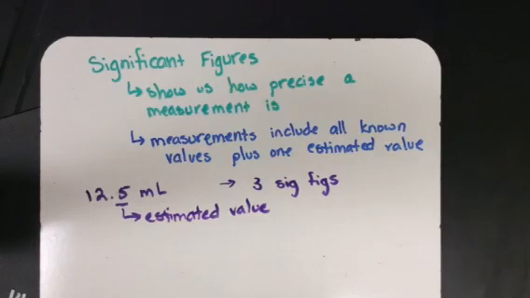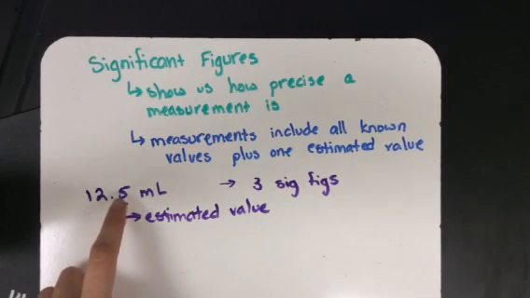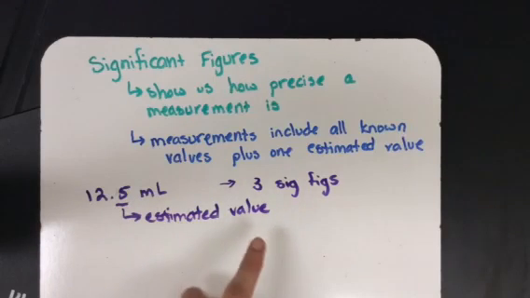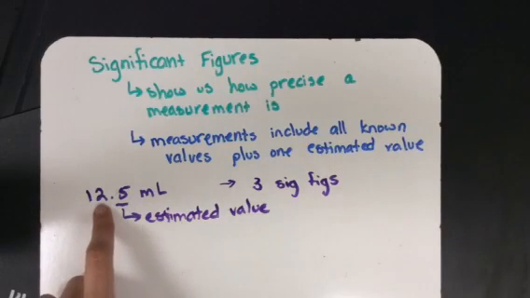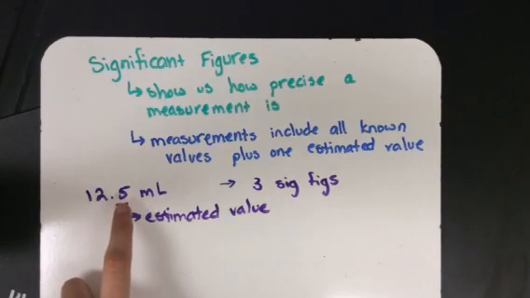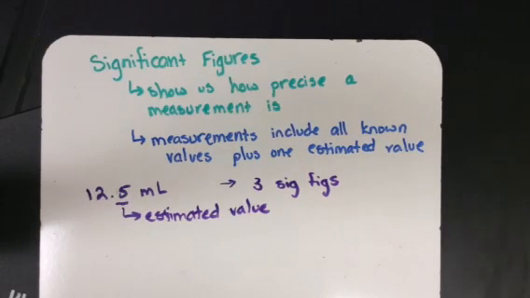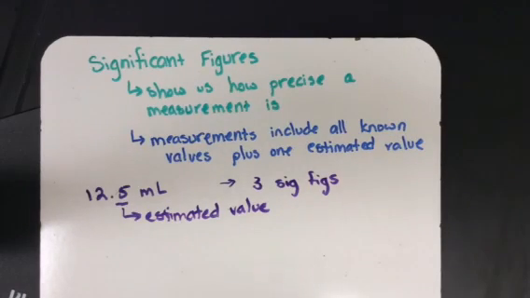When you see a value, you can determine the significant figures, or how many sig figs there are. In this value here, 12.5 milliliters, there are 3 significant figures. 1, 2, and 5 are all significant. However, with all significant figures, you should know that the final digit, the final value, is always an estimated value. So we know for a fact there were 12 milliliters, but that 0.5 could have been rounded.